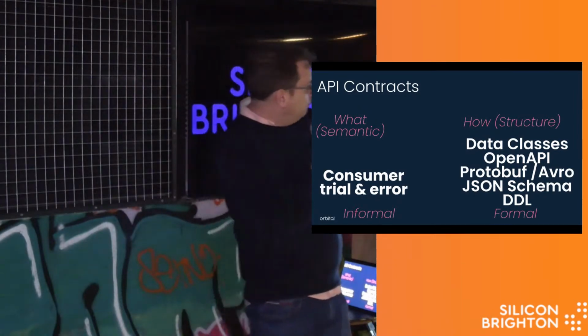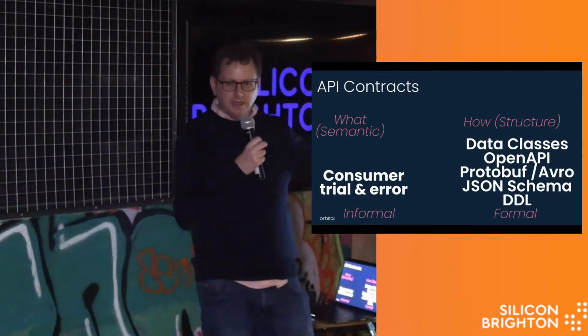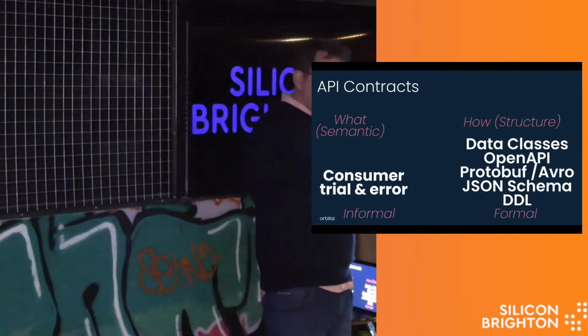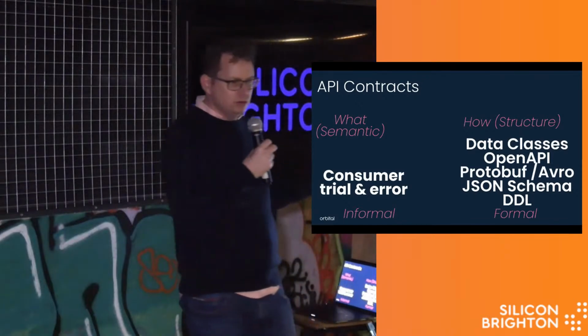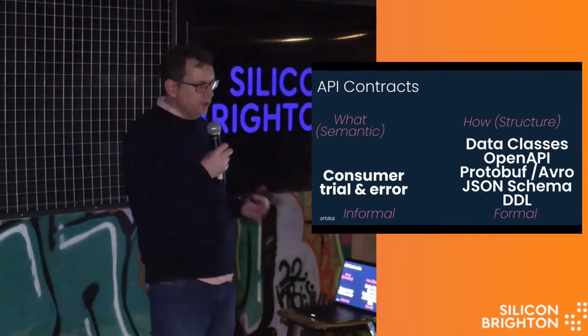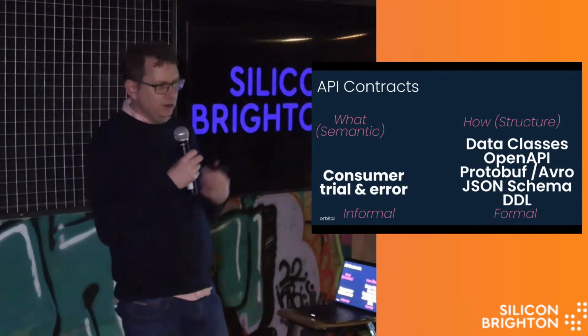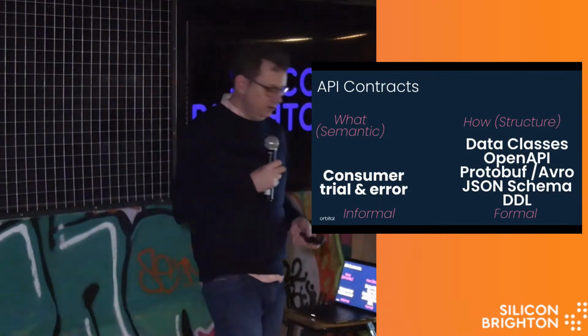So where producers are responsible for defining the structural contract, because we don't have a formal way of sharing the semantic contract, it falls to the consumers to work it out. And again, I'm pretty sure that everyone in this room has fired up Postman and looked at a JSON payload to try and work out which field they're going to use.